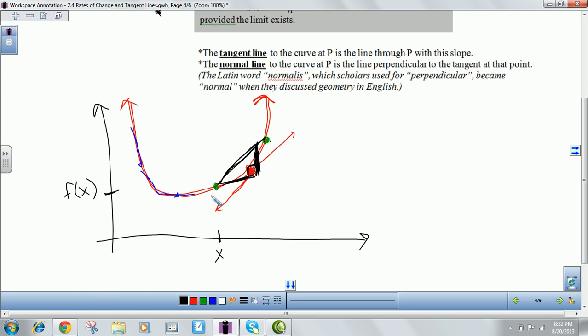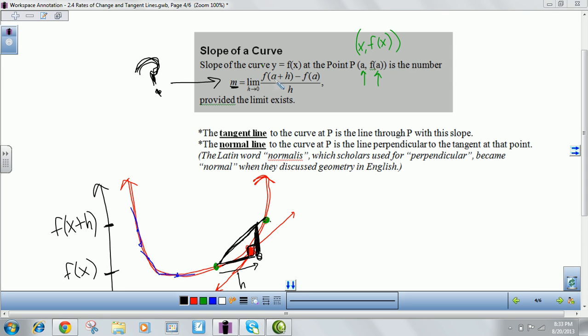So the distance from here to there, we're going to designate as some distance h. So then that means that this x value is going to be x plus h. That means that this y value is going to be f of x plus h. Is that looking familiar? Instead of x, they use h. I just use x.